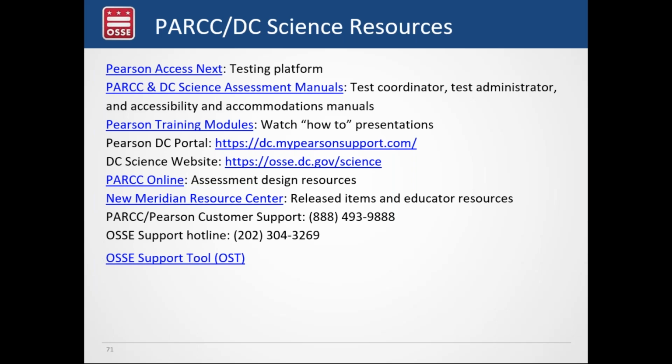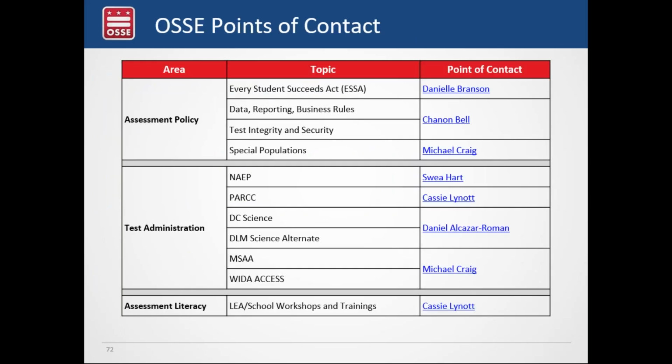Resources are available. Here's a list of information. Again, if you download these slides and save them from this webinar or from our website, you're welcome to click on these links, look at the training modules, Pearson Access Next system, Pearson support webpage, and also our OSSI website, which has information about DC Science. There's also the PARCC customer support line for DC Science as well, same number, the OSSI support hotline, and the OSSI support tool, which is a quick-based system where you can ask questions and send us secure information.